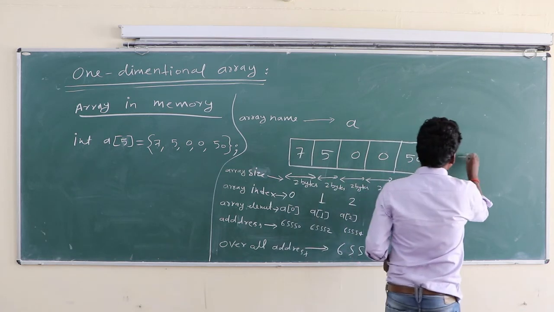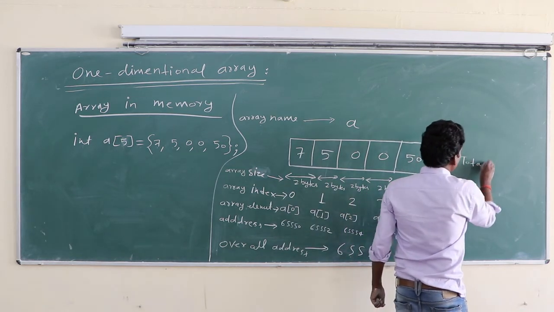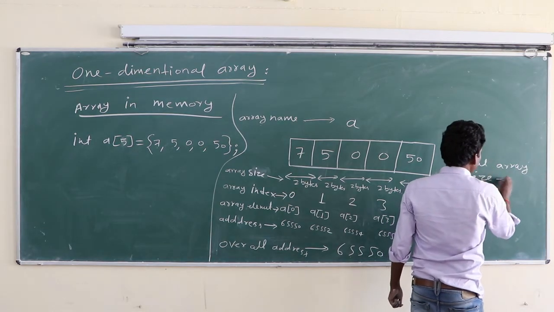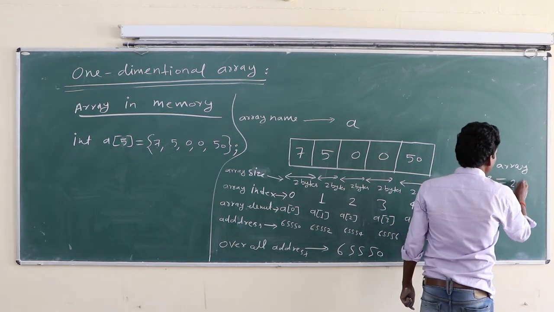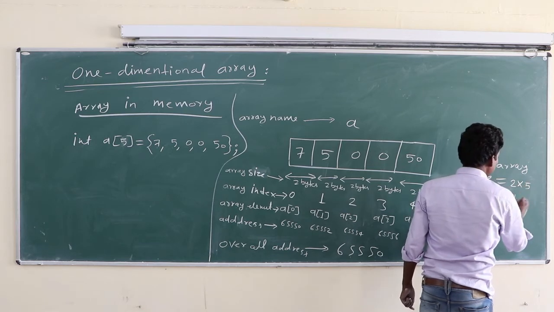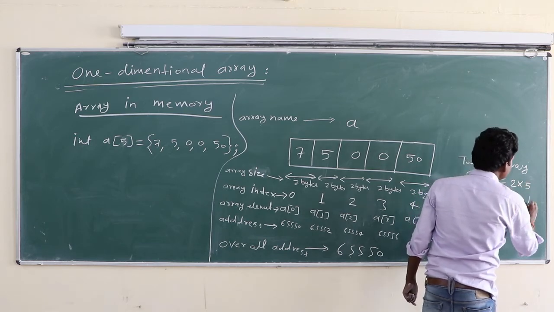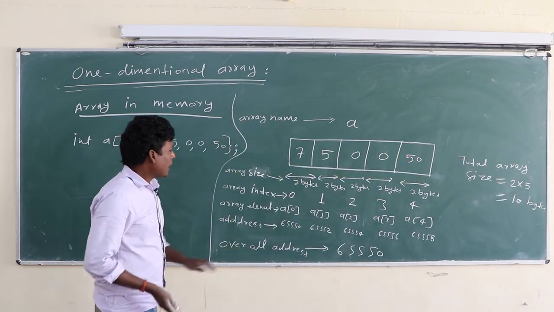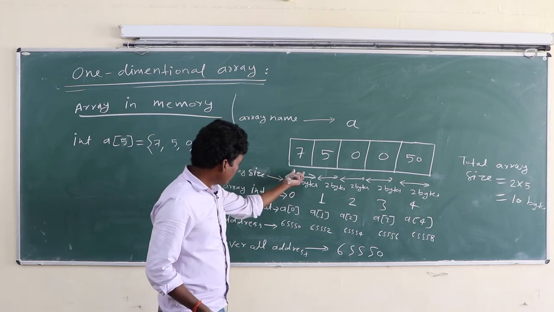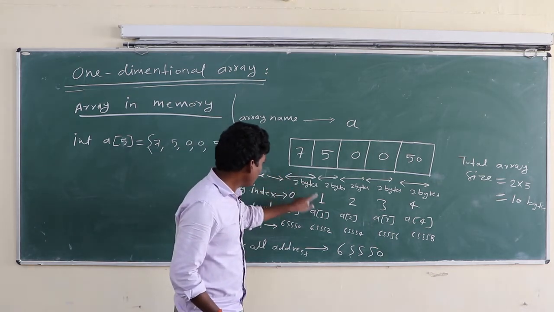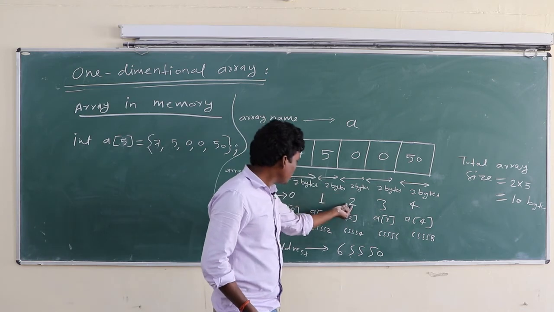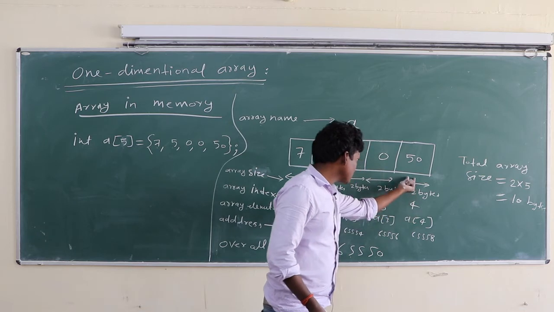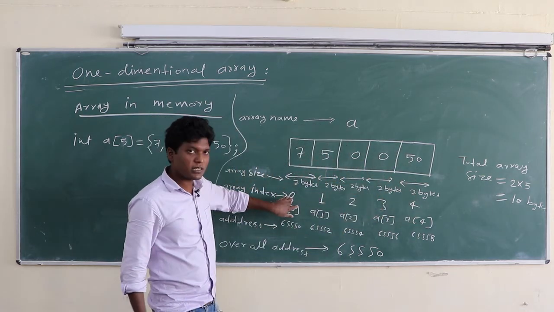Total array size equals 2 bytes into 5 blocks, that is 10 bytes. Okay class, and 0 is the index. Here 0 is the index of this block, 1 is the index of this block, 2 is the index of this block, 3 is the index of this block, and 4 is the index of this block. In total there are 5 elements.